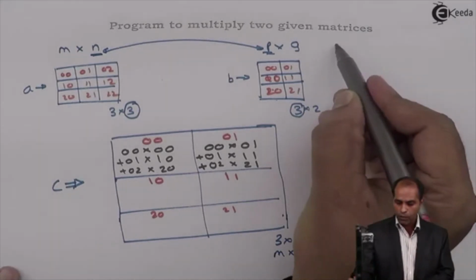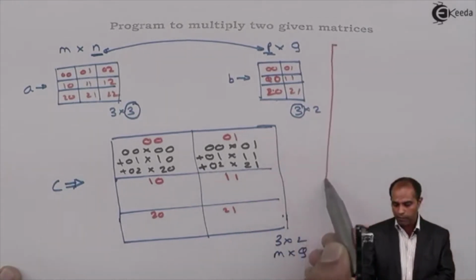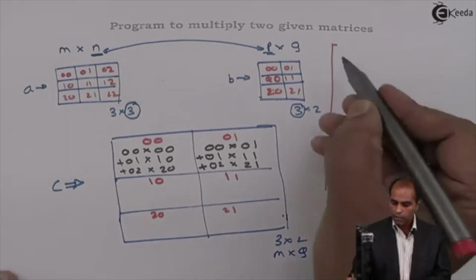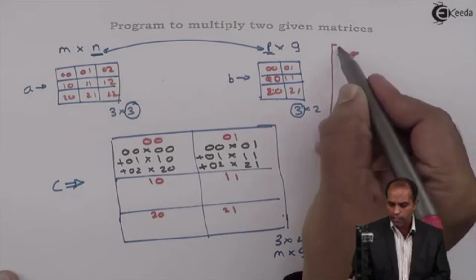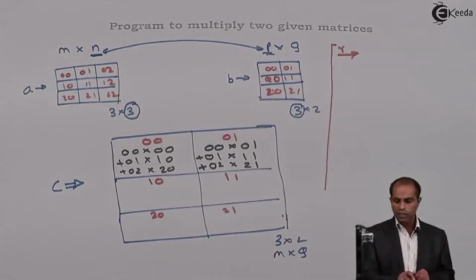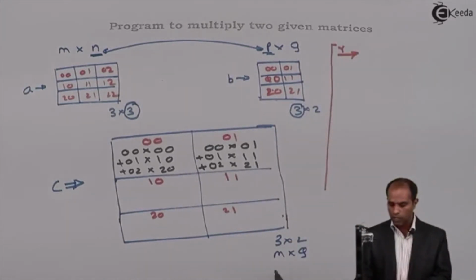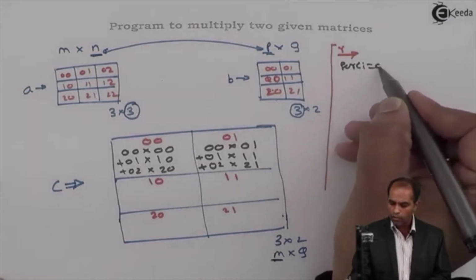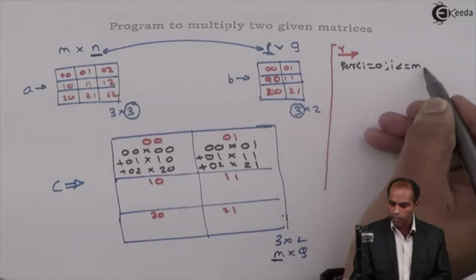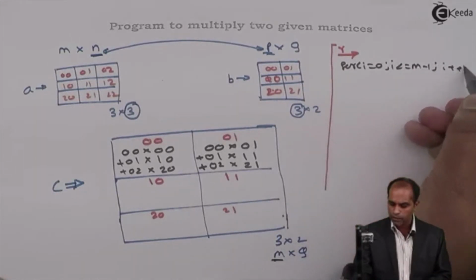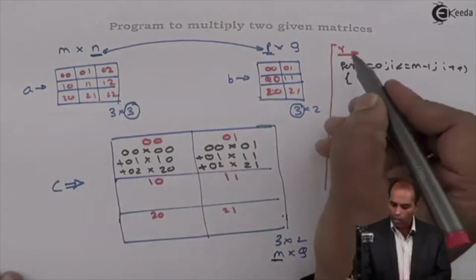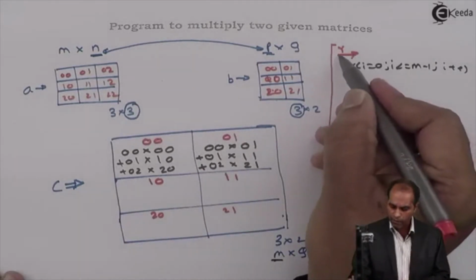Core operation which is supposed to be done for multiplication. I'll write the program at this place. Sample code. Remember this. The first loop which you're supposed to write is the row loop. How many rows are there in the resultant matrix? The rows are m. So I'll write a loop as for I equals to 0, I less than equals to m minus 1, I plus plus. This is my row, or R, of this particular matrix.